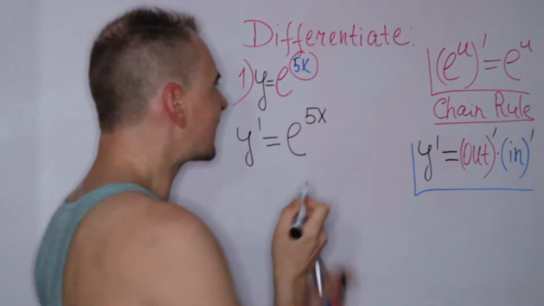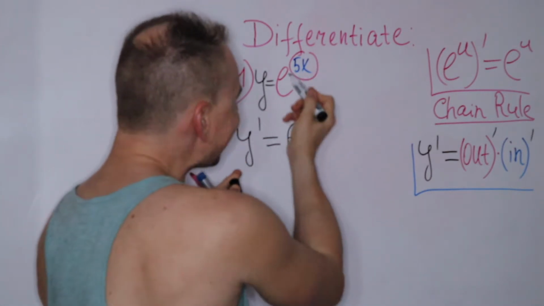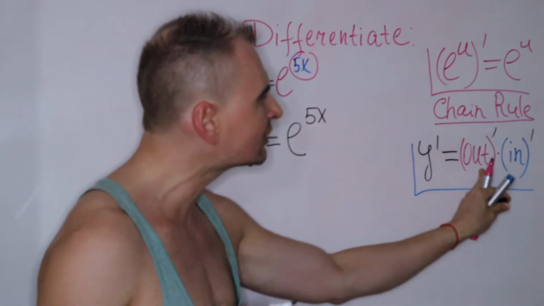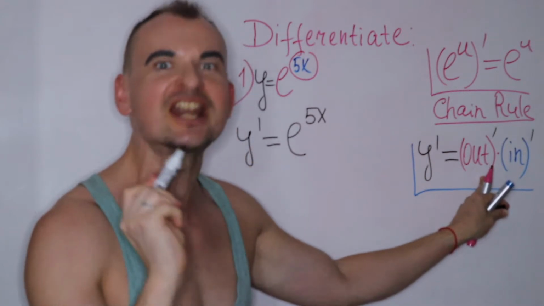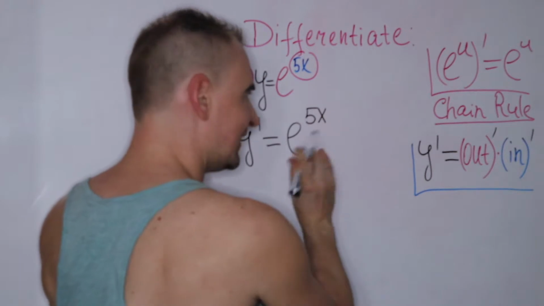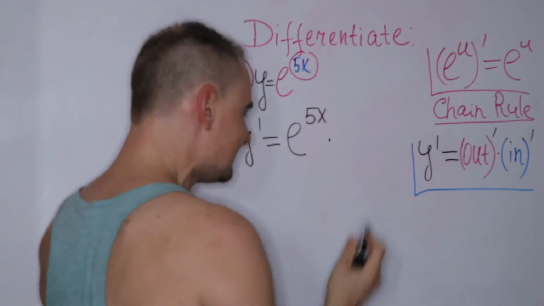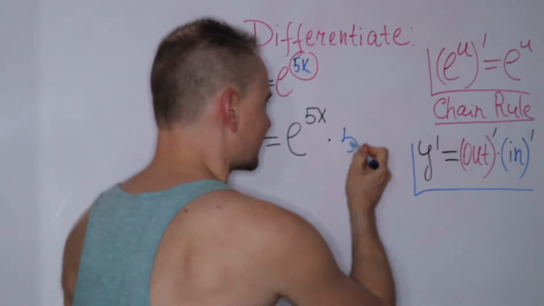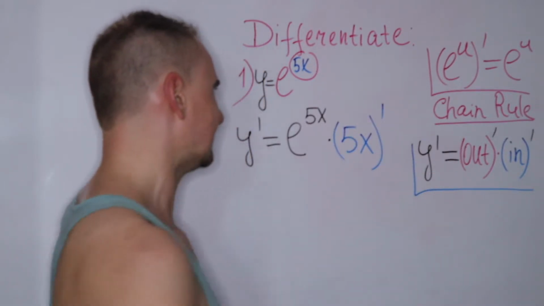And notice I'm writing 5x, not x, because your argument, your inside function, is 5x. The chain rule asserts that you need to leave the inside function alone, unused, untouched. So this one, we are not done yet, gets multiplied by the derivative of the inside function. Your inside function is 5x, and you need to take the derivative of this inside function.